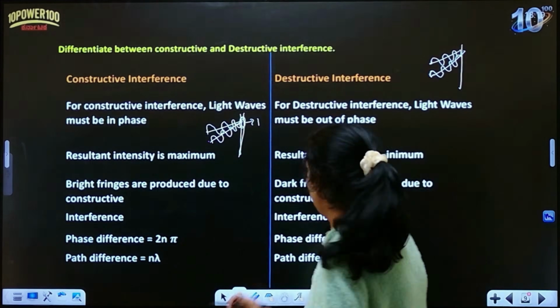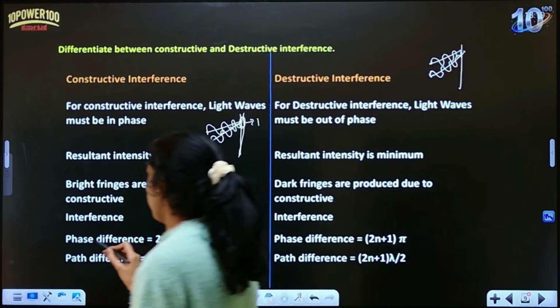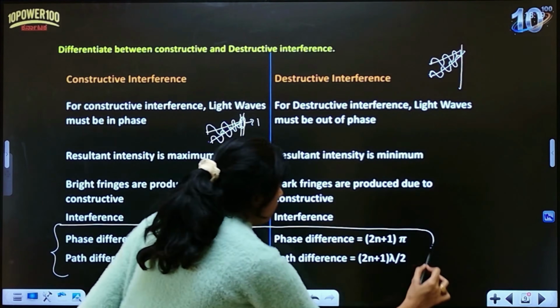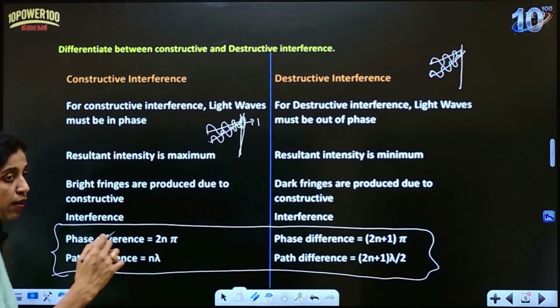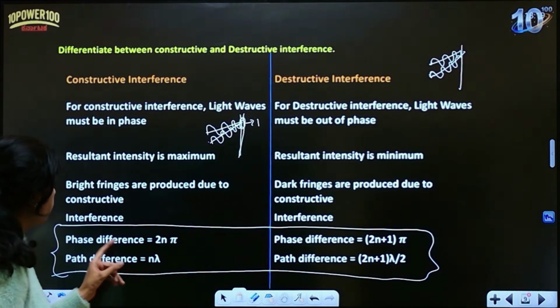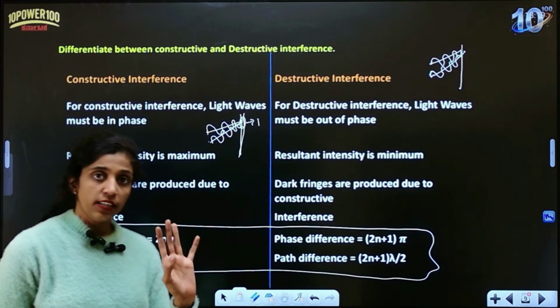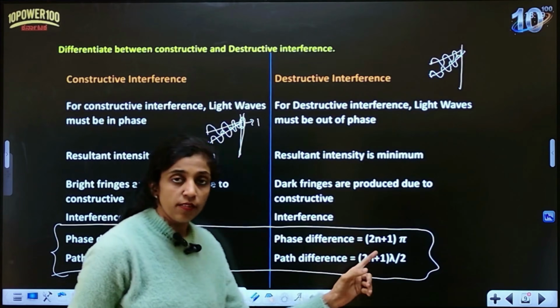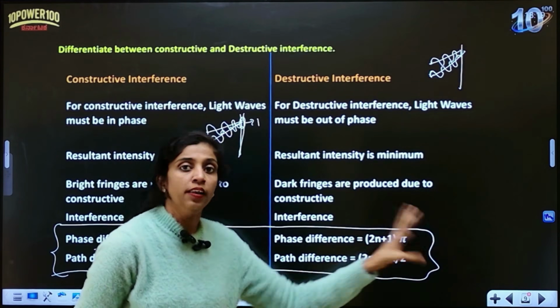Next, conditions. I have covered these conditions in the differences itself, but they can be asked separately as a 2 mark question also. Please remember the condition. The condition for phase difference for constructive is 2n pi, whereas the phase difference for destructive is (2n+1) pi.